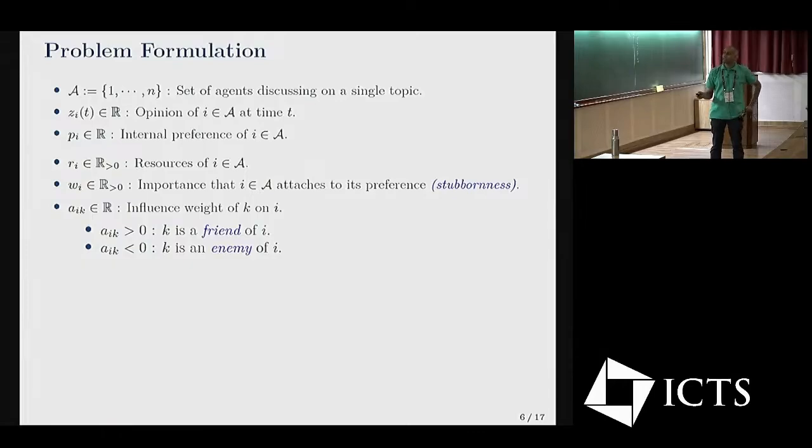These Aik are the influence weights, in particular the influence weight of agent k on agent i. If k is a friend of i, then Aik is positive, and Aik is negative if it is an enemy or has an antagonistic relation.